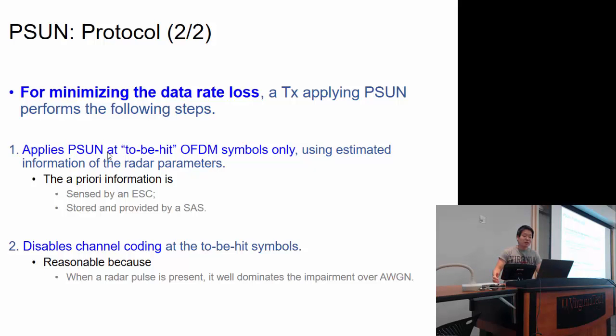So that's number one. And number two, the transmitter, finding that PSUN is also efficient in suppressing Gaussian noise, replaces the channel coding with PSUN at the OFDM symbols that are estimated to be hit. All the other symbols that are not estimated to be hit are just the same: convolutional coding, turbo coding, just LTE, and you leave it because it's not very frequent. But for the OFDM symbols that are estimated to be interfered, we do these two things. That's the protocol specific to this coexistence problem.